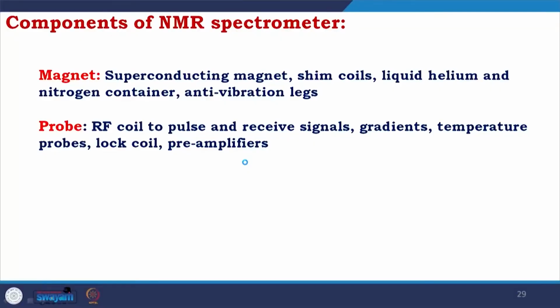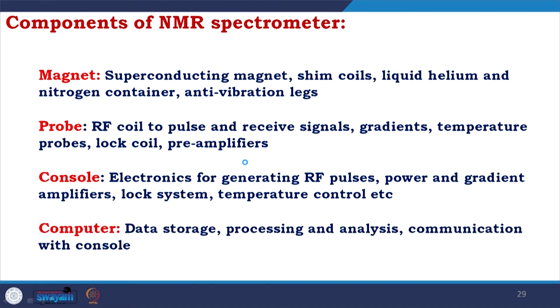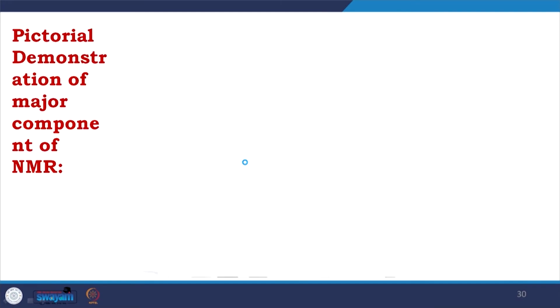Probe: RF coil to pulse and receive signals, gradients, temperature probes, lock coil, preamplifiers. Console: the electronics for generating RF, the radio frequency pulses, power and gradient amplifiers, lock system, temperature controls, etc. in the console. Computer for data storage, processing and analysis, and communication with the console. So, these are the major components.